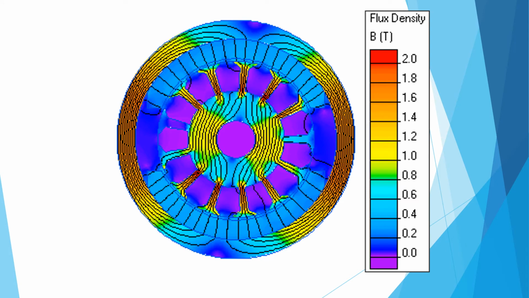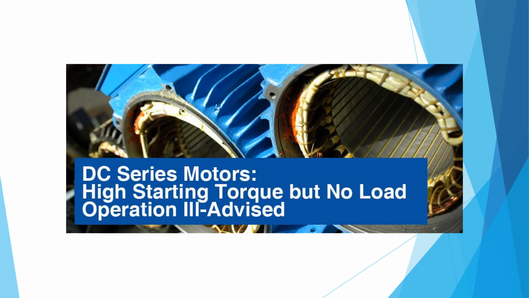So there are many software tools, and you can see the flux density, stator, rotor and the air gap. DC series motor: there are two main motors you need to understand, series motor and shunt motor. This slide is related to series motor. DC series motor has high starting torque, but no-load operation is not advised.